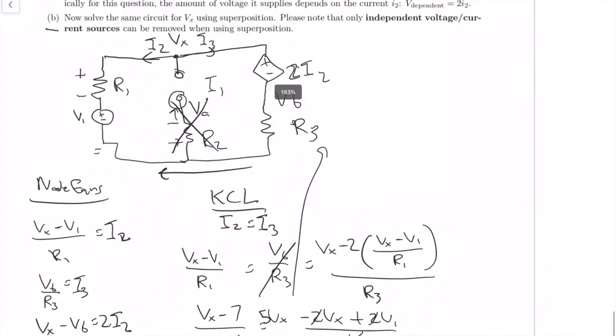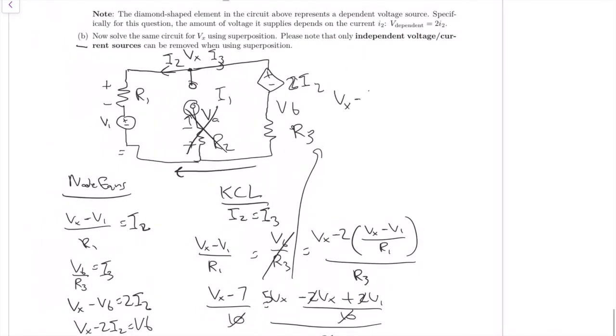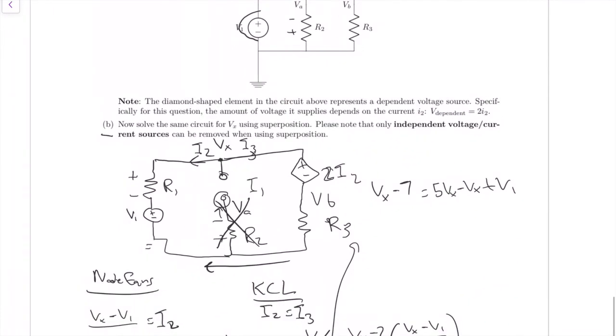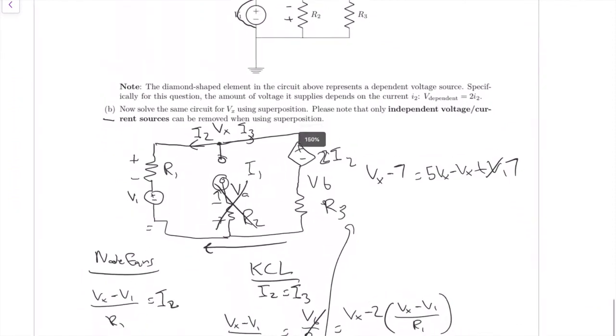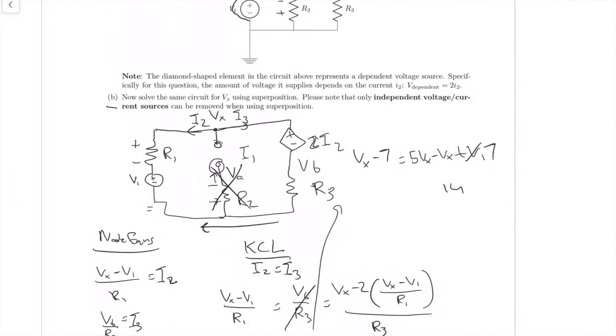And we get, once again I'm going to move up here. I'll draw a little arrow. Vx minus 7 is equal to 5Vx minus Vx plus V1. And so this will just give us, and oh, what's V1? V1 is 7. So on the right side we can have 14. On the left side we can have, what is this? Vx minus 5Vx, negative 4Vx plus Vx. That's negative 5Vx. I somewhere messed up.